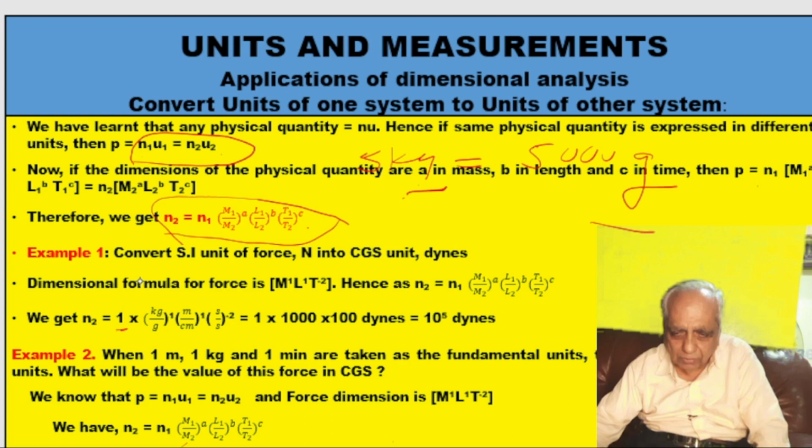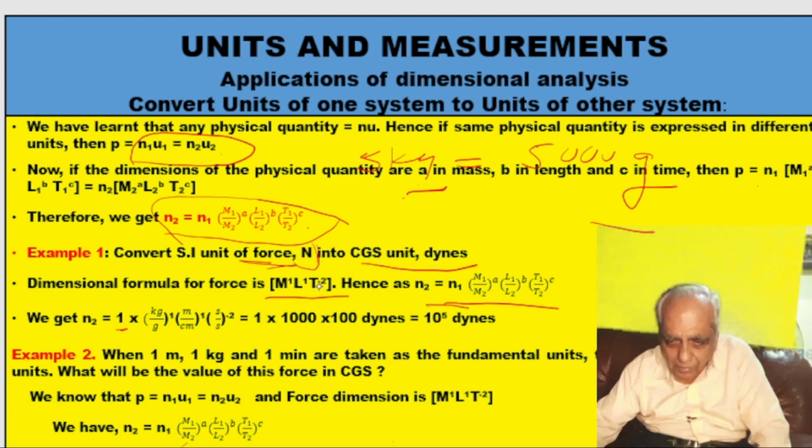So my A is 1, B is 1 and C is minus 2. So I know A, B, C. I know my N1 in the SI system, my force is 1 Newton. And as I told you, this is N1, so here would come the system values of this N1. So N1 is in the SI system, which I know. N2 I want to find out, so that will be in the denominator.